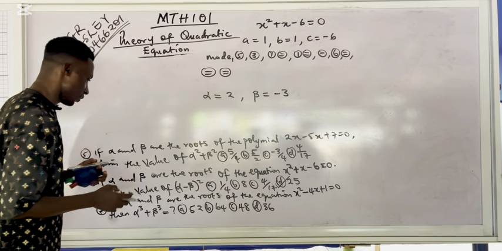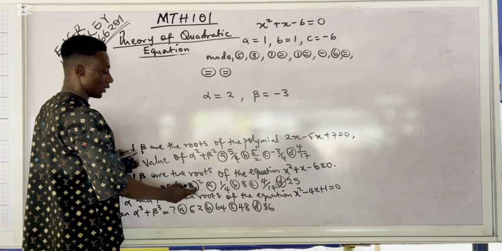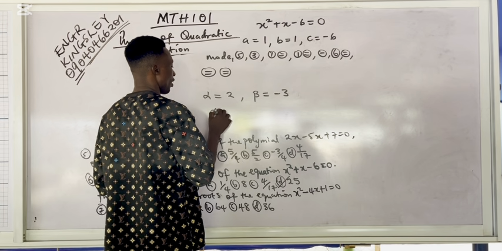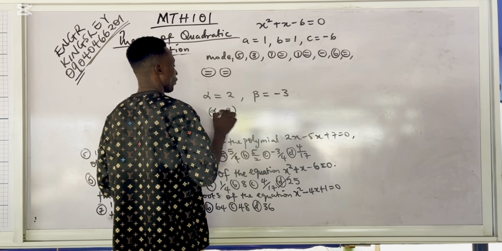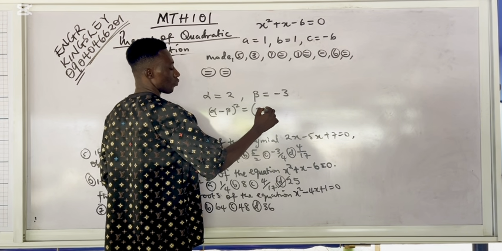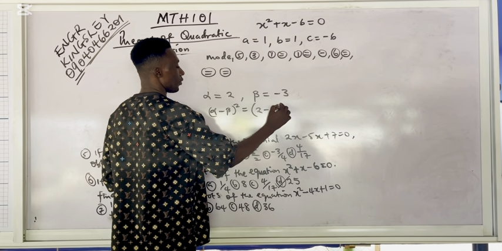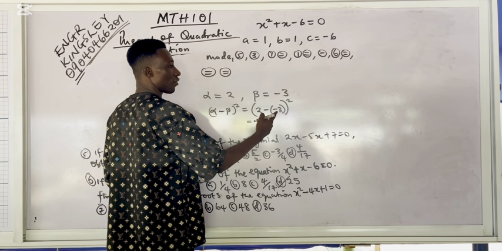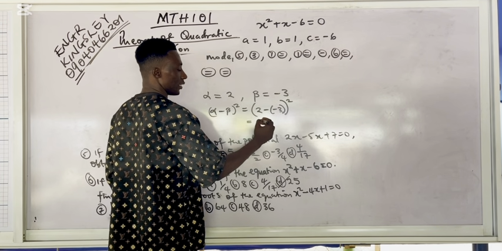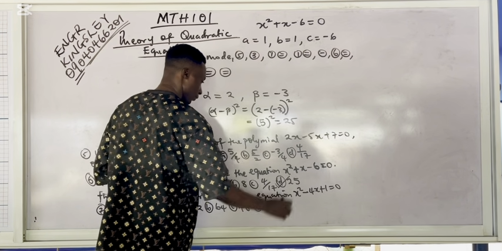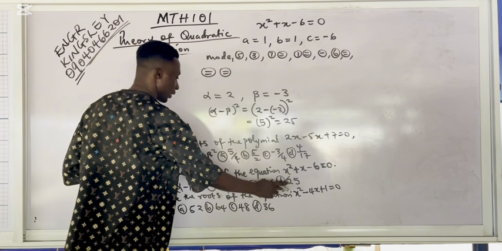Okay, what is the question? Get alpha minus beta all squared. So the good thing to do is to have alpha minus beta all squared as alpha, which is 2, minus beta, which is minus 3, all squared. You know that minus times minus is plus. 2 plus 3 is 5. All squared will give us 25, which is option number D.